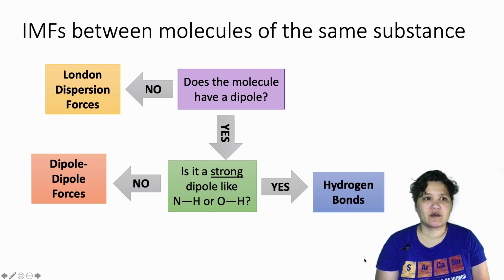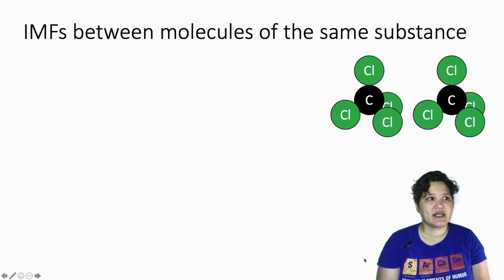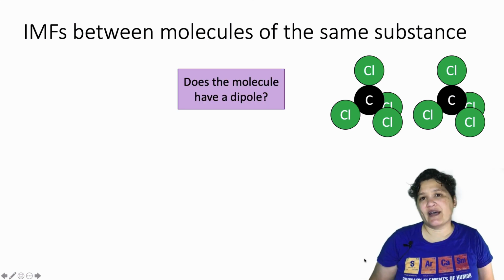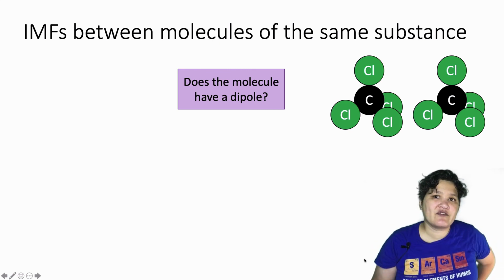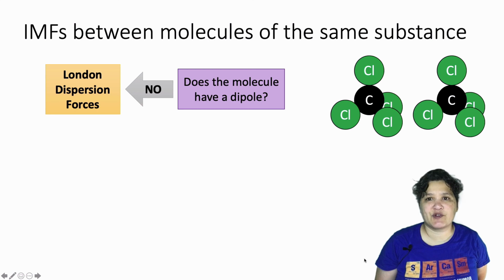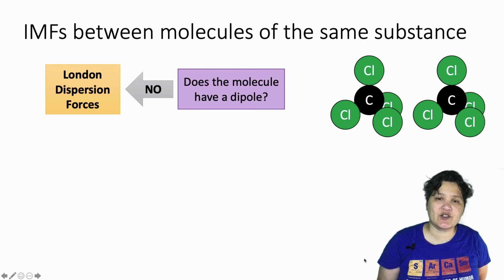So really quickly, let's look at the intermolecular forces between molecules of the same substance. And we're going to start with carbon tetrachloride. Does the molecule have a dipole? We saw in the last video that it doesn't. So that's London dispersion forces. That's all you'll find in carbon tetrachloride.